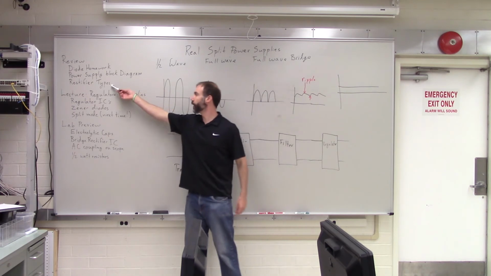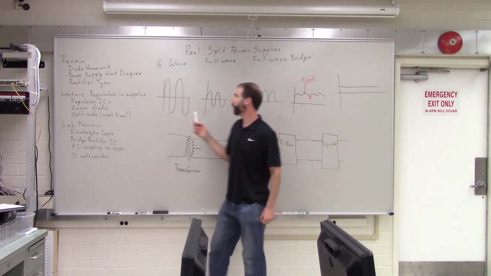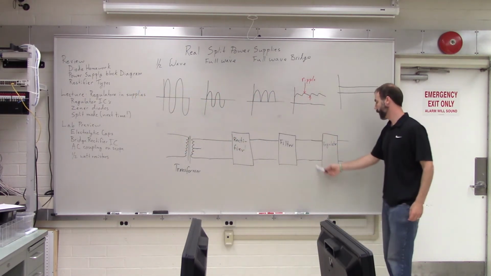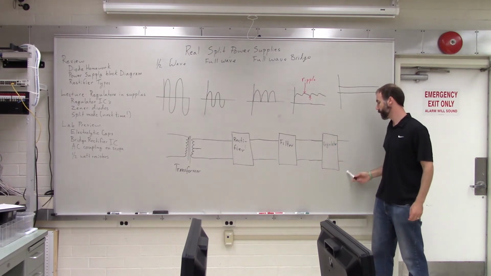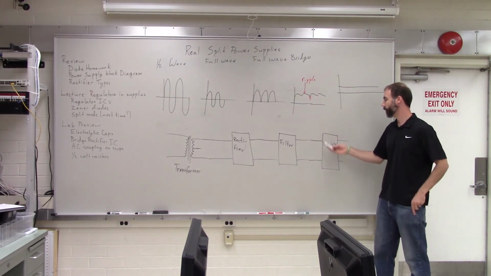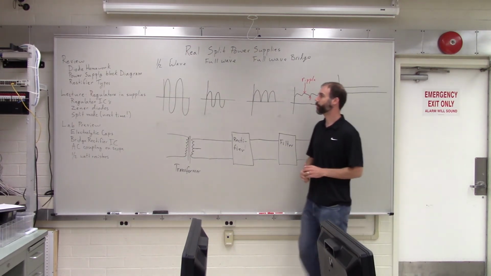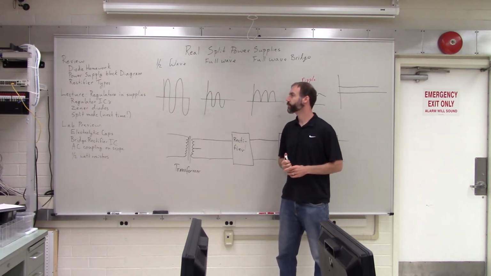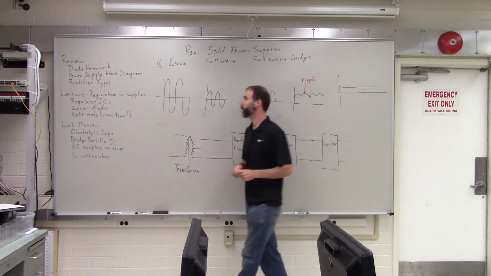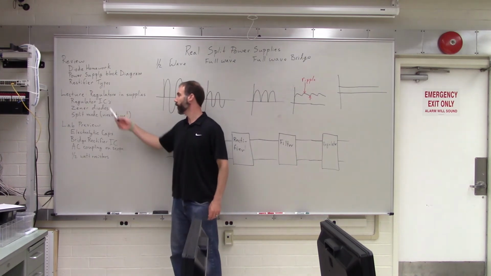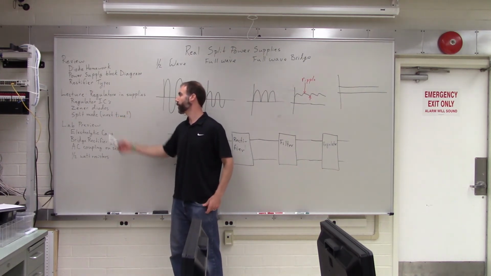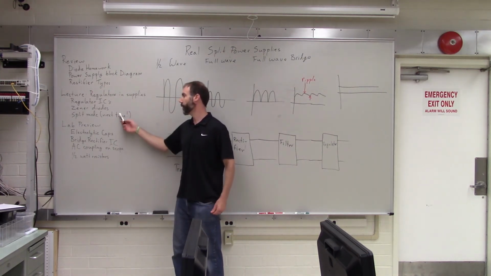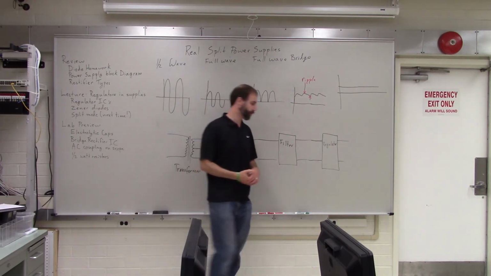So we talked about rectifier types. Tonight we're going to talk about the last component, the regulator. We're going to spend a little time talking about different regulators and how they work. We're going to talk about some integrated circuits that are used for regulators. We're going to talk about Zener diodes, how they can be used, and then next time we'll touch on switch mode power supplies.